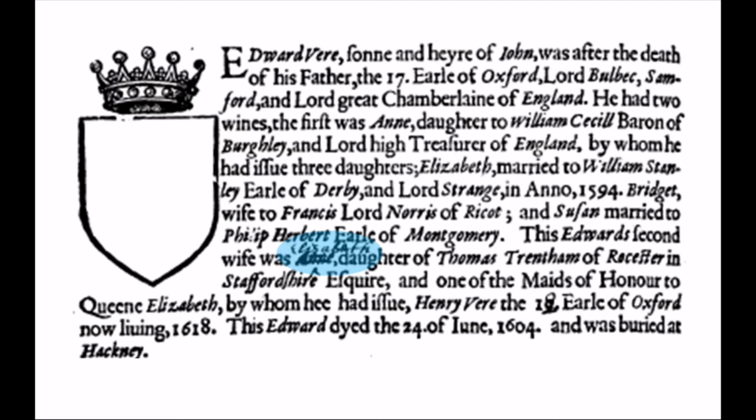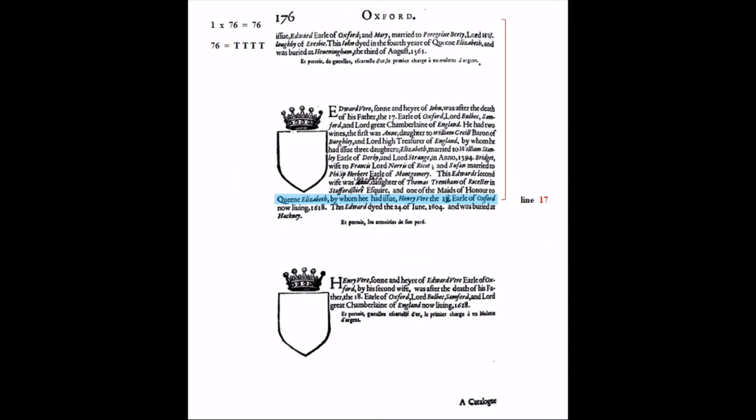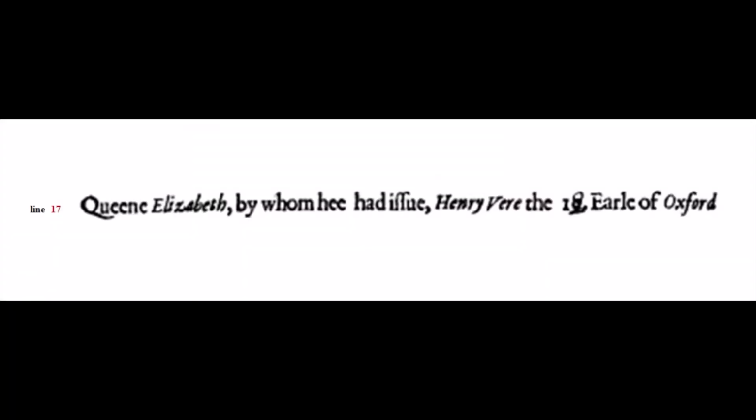Just like with the Catalogue of Honor, they get his second wife's name wrong. They call her Anne Trentham. The owner of the text crossed it out and wrote in Elizabeth. Okay, in the Catalogue of Succession, the counts appear to begin from the very top of the page. From there, let's look at line 17. Line 17 reads, Queen Elizabeth, by whom he had issue Henry Vere, the 18th Earl of Oxford.